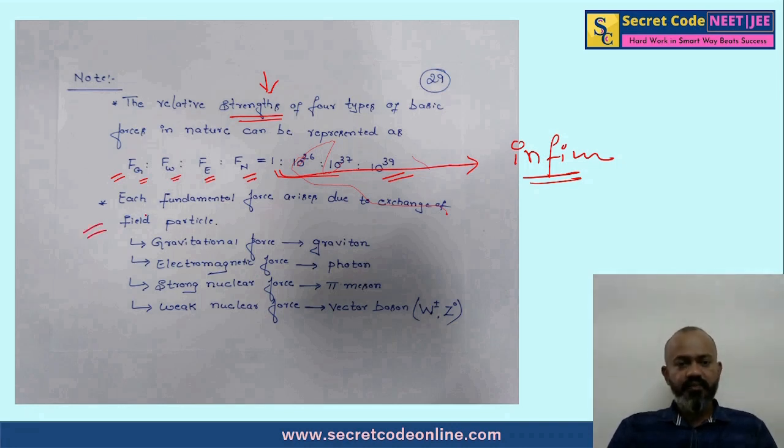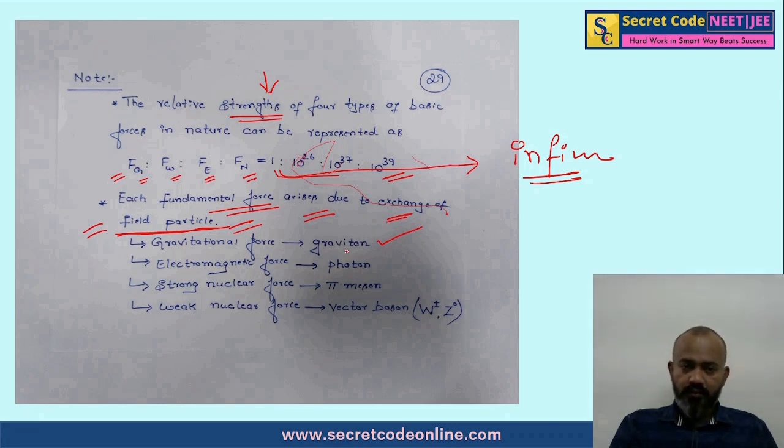Okay, the next. These fundamental forces arise due to exchange of field particles. Very important, these field particles. You may ask, sir, what are the field particles when it comes to gravitational force? The name of the field particle is graviton. For the electromagnetic force, the field particle is the photon. For the strong nuclear force, the field particle is the pi meson. And for the weak nuclear force, the field particles are vector bosons.